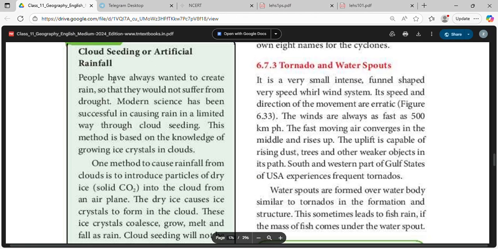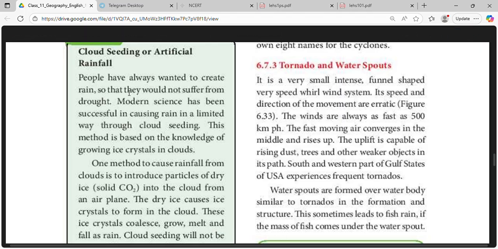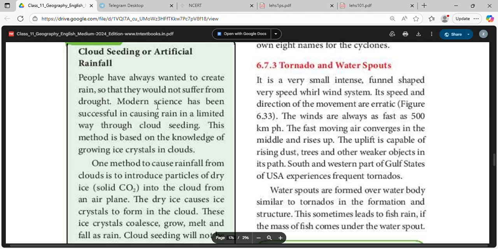Cloud seeding or artificial rainfall. The people always wanted to create rain so they do not suffer from drought.